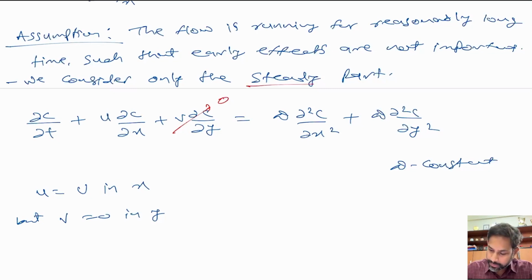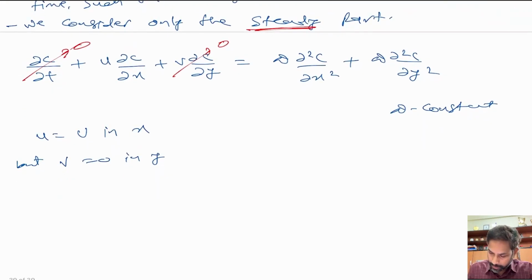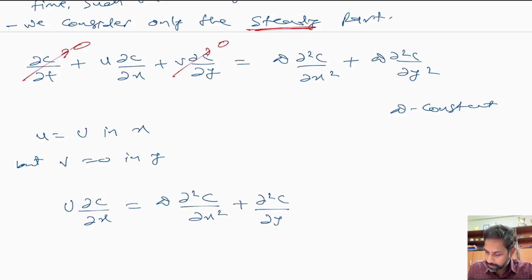And also, as we have studied or considered that the steady part is the only thing we are considering, but the unsteady part is not important, that's why we consider this to be 0 as well. And that is why this equation can now be written as u dc by dx is equal to D times d square c by dx square plus d square c by dy square.